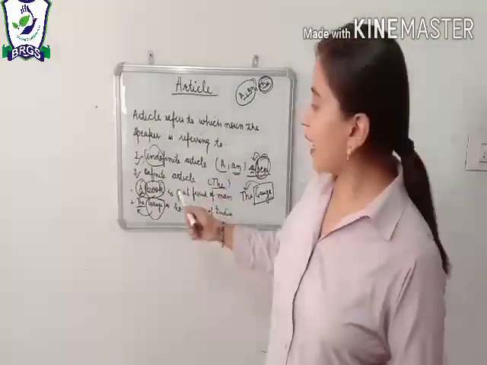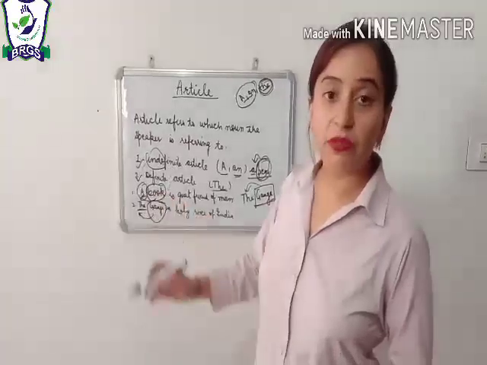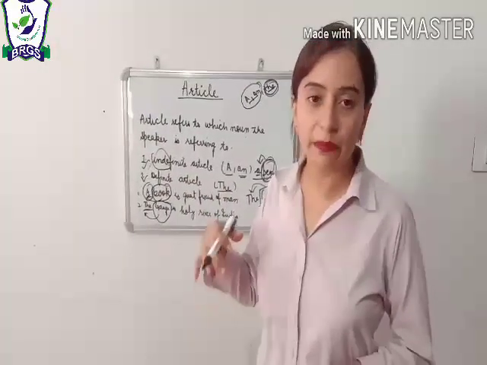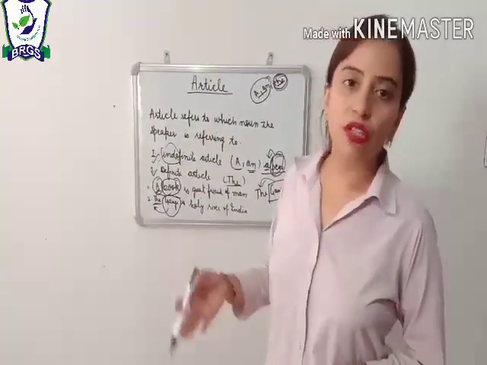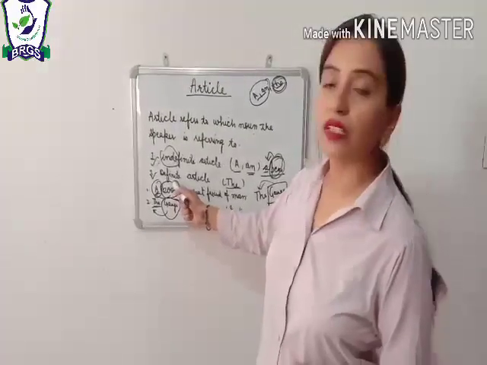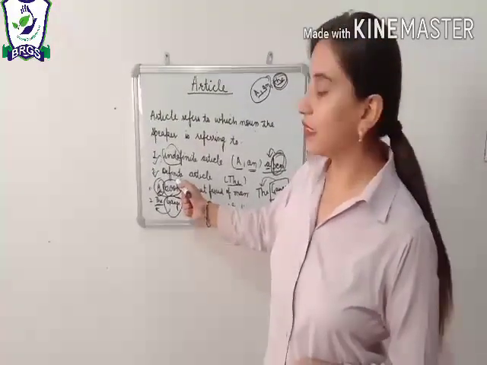A and an fall under the category of indefinite articles. Indefinite, as the name suggests, means not particular. Not particular means common. So if the noun is common, we are going to use the indefinite article, that is a or an. And definite article, definite means which is particular. Particular means proper noun. And if the noun is proper, we are definitely going to use the article the.